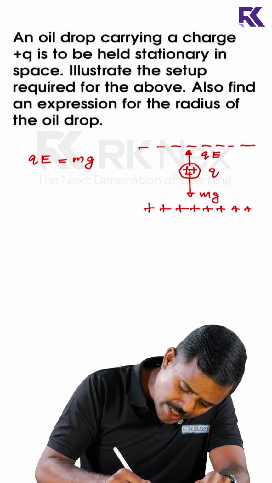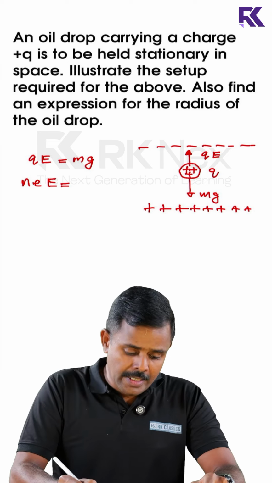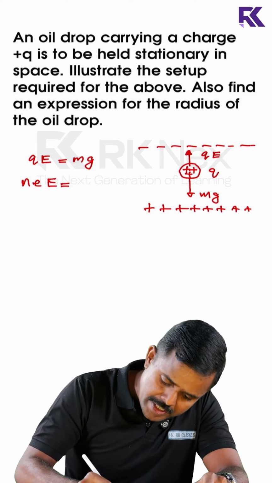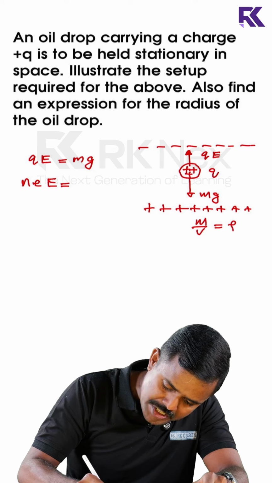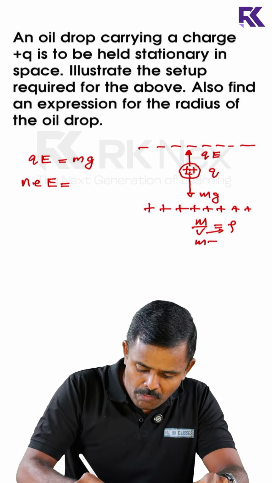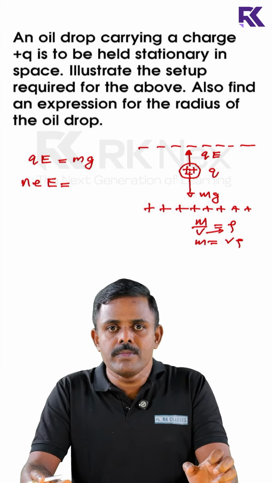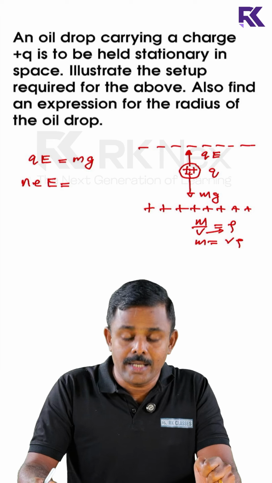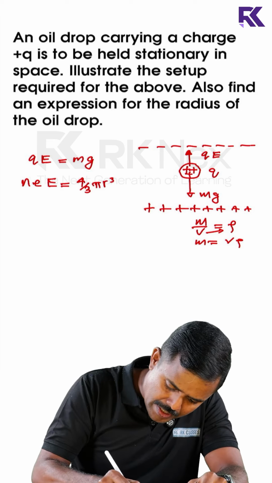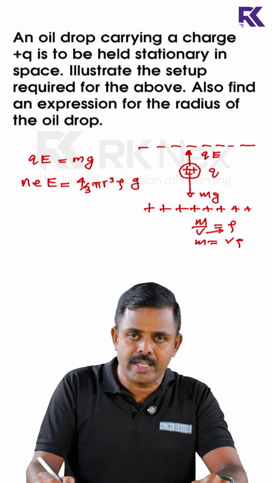Now this QE can be written as Ne times E because you learned charge as N times e, quantization of charge. And what is mass? Mass by volume is density. If you cross multiply, mass is equal to volume into density. And for any spherical drop, volume is 4 by 3 pi r cube. I can put it right away into this. So that gives me 4 by 3 pi r cube rho in place of mass, into acceleration due to gravity.